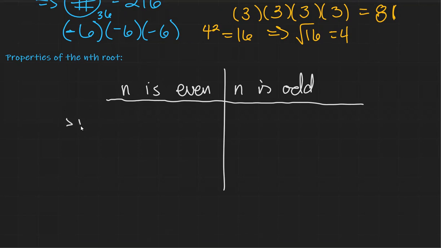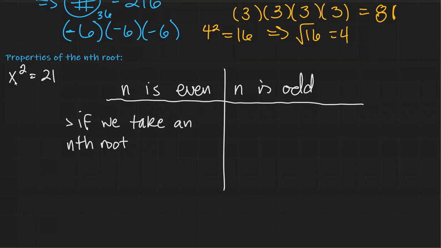All right, so when n is even, no matter what, if we take an nth root, okay, what does that mean? That means that if I solve an equation, like for example, x squared equals, I don't know, some weird number like 21. When I take a square root, that means I use the root as the operation, okay? So if we use an nth root as an operation, then we need plus minus in front. Okay, so plus minus.